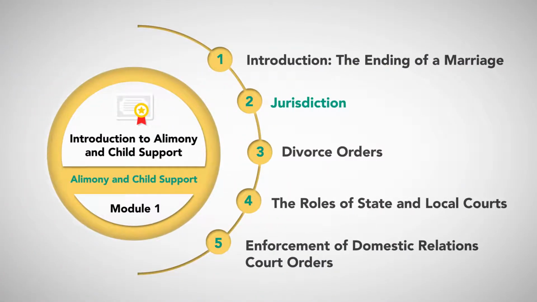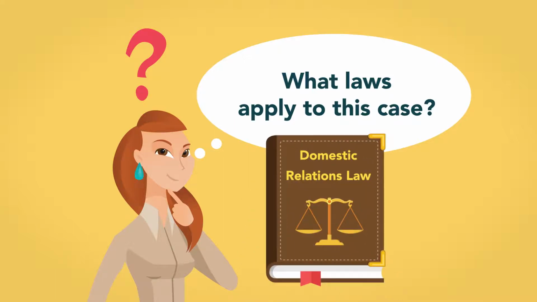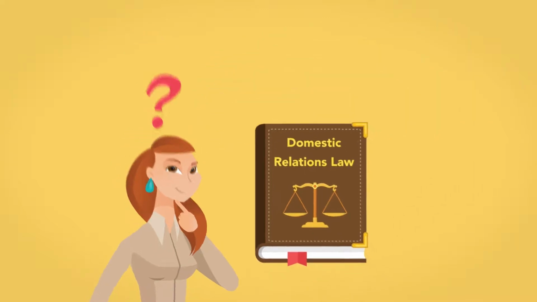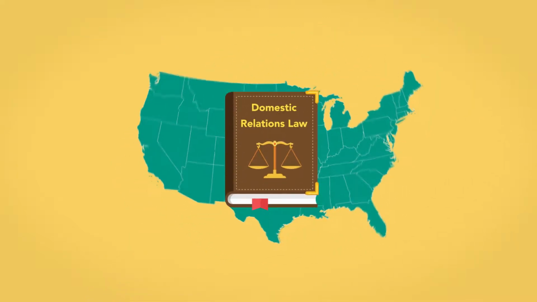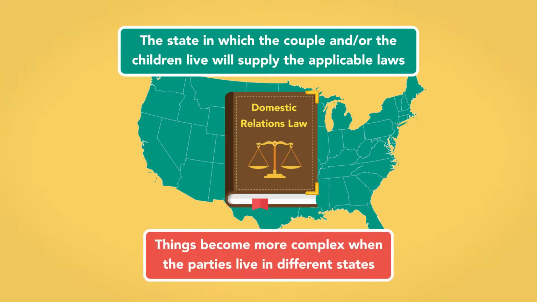Jurisdiction. One of the first questions to ask when approaching issues involved in domestic relations law is, what laws apply to this case? This question of choice of law is usually simple in the case of domestic relations. Domestic relations rules are usually matters of state law. Thus, the state in which the couple and/or the children live will supply the applicable laws. Things become more complex when the parties live in different states.